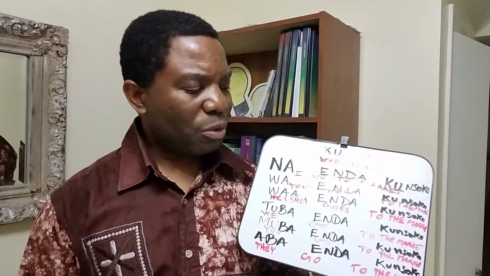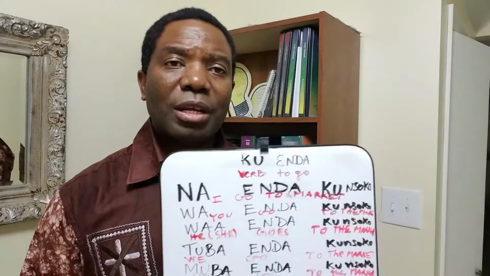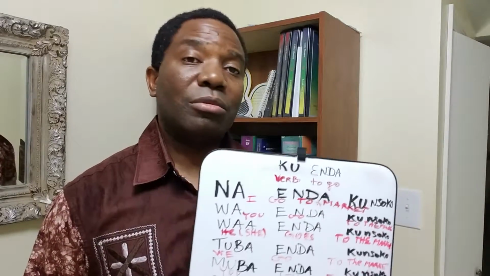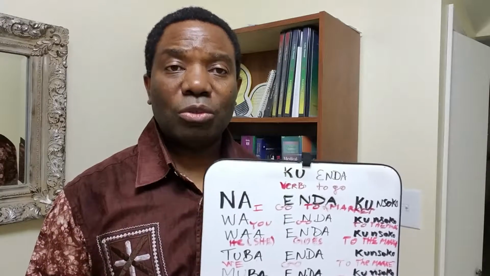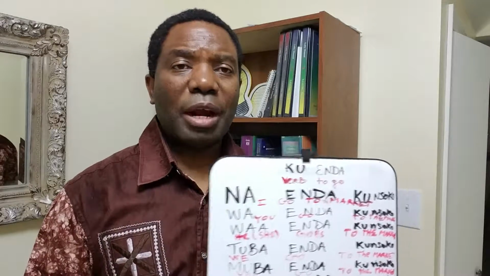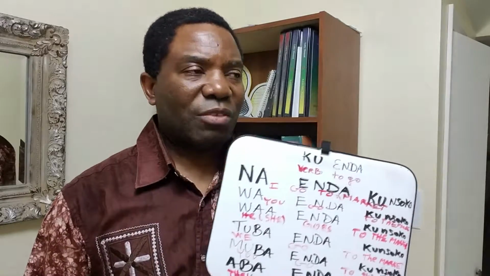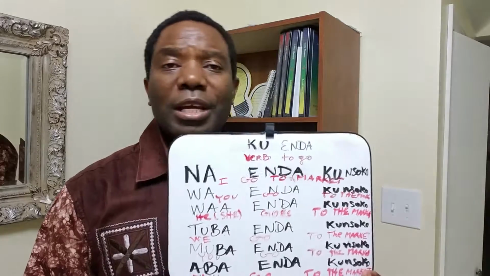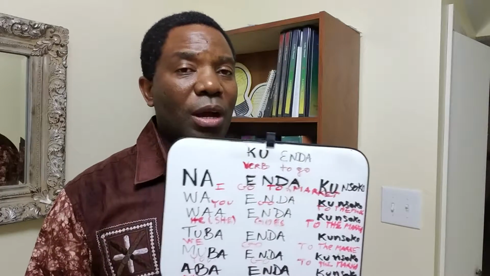And the last verb we studied, as I'm reviewing, is kwenda. Naenda kunsoko. Naenda kumasomo. Kumasomo means I go to school. And kunsoko means market. I go to kunsoko means I go to the market. You go to the market means waenda kunsoko.